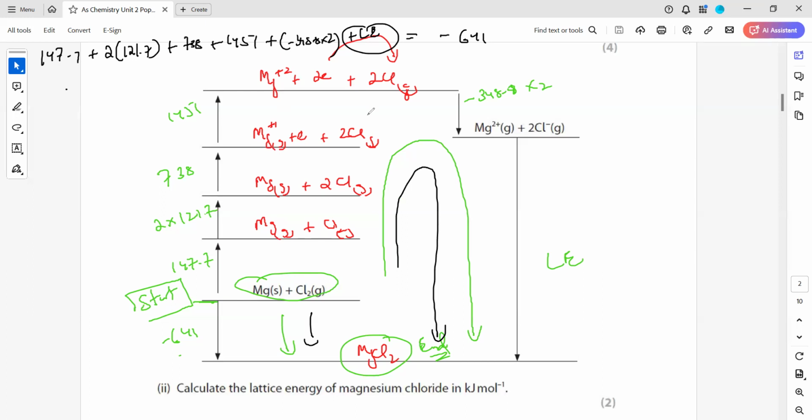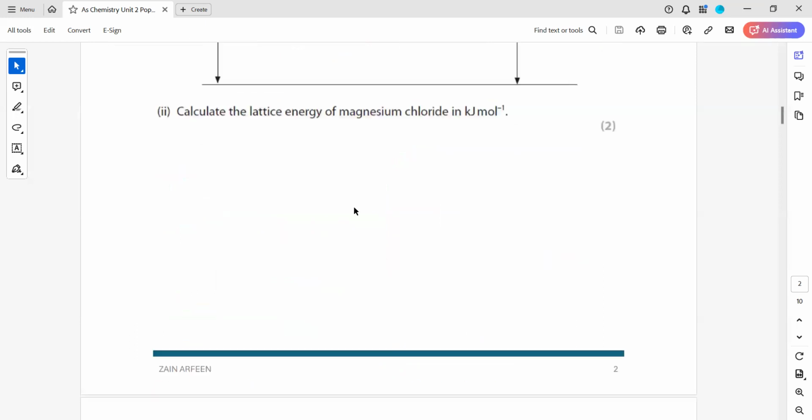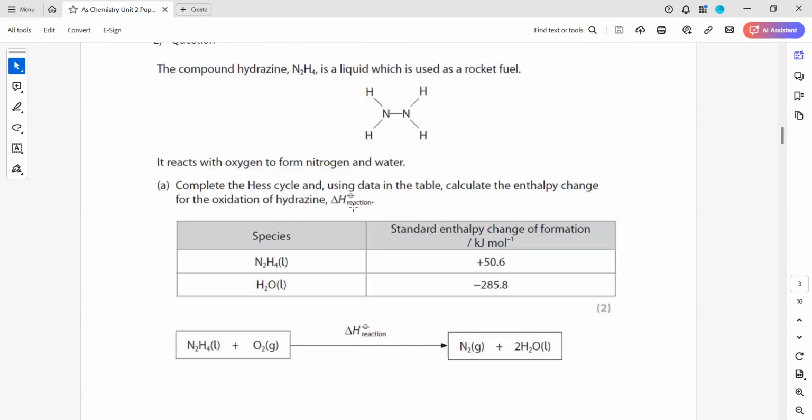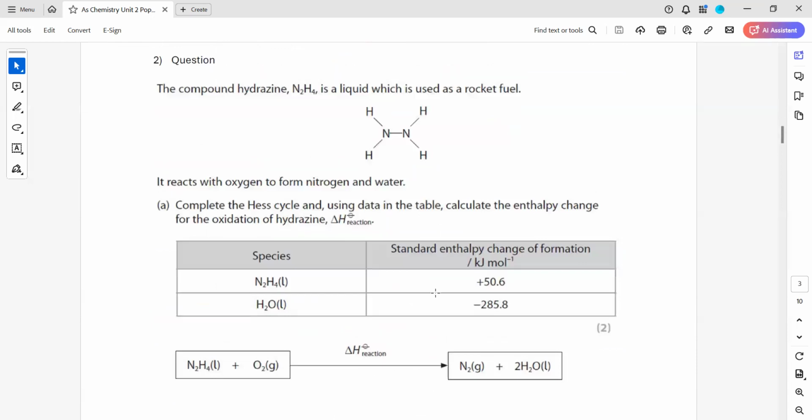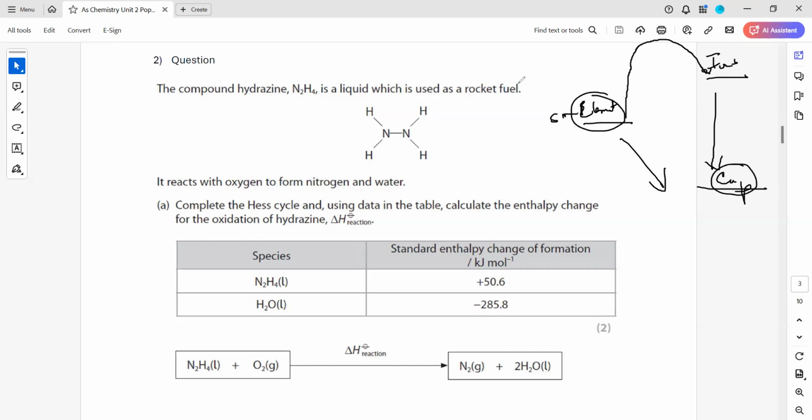The Born-Haber cycle. Whenever you need a lattice energy, you will have an element in a Born-Haber cycle. Here you will have ions, and here you will have a compound. So first the element is atomized, then ionized, and then electron affinity. It will form ions. Ions form the compound, the same as the element directly forming the compound. So this will be the start of the cycle, and this will be the end of the cycle.